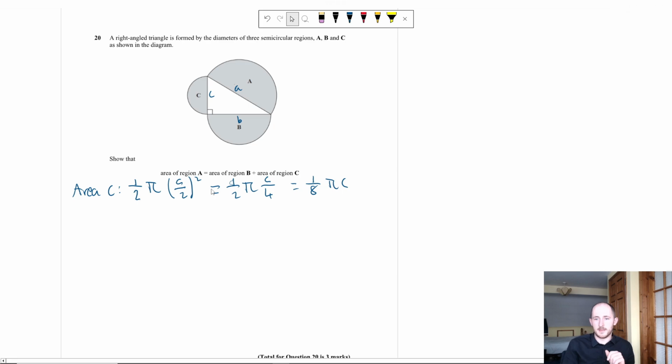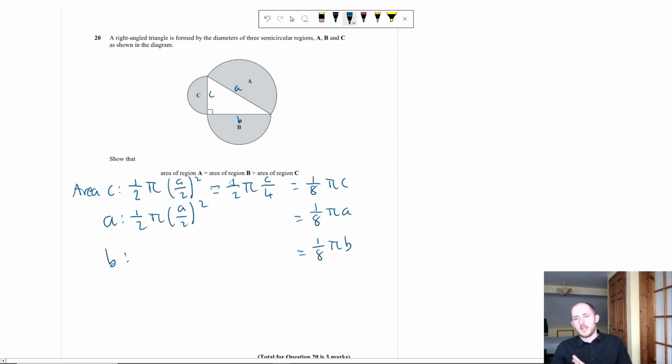So the same thing for A and B. We're going to have the same thing, isn't it? Yeah, literally the same thing. So do the same thing for A over 1/2 pi. And hopefully you can see it's literally going to be the exact same thing. An 1/8 pi A. And for B, you can probably guess it's going to be an 1/8 pi B.